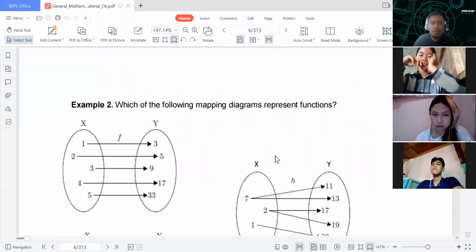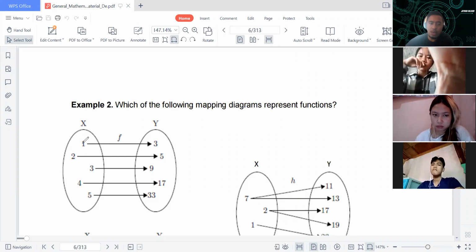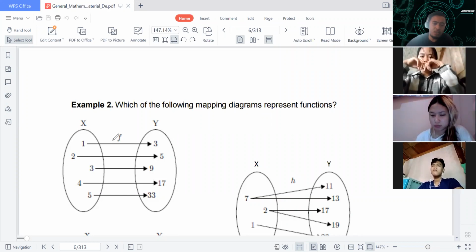Okay, how do we know that a mapping is a function? I think you know it already. Earlier, in the first examples, a mapping is a function if no element is assigned more than one. Question, is it a function? Yes, it is a function.